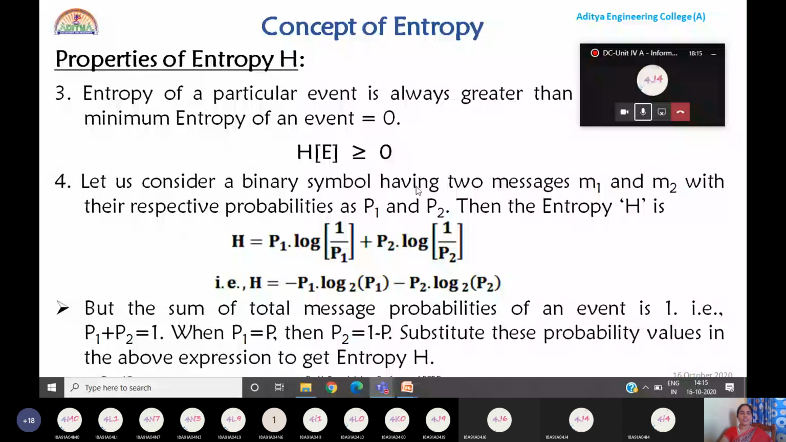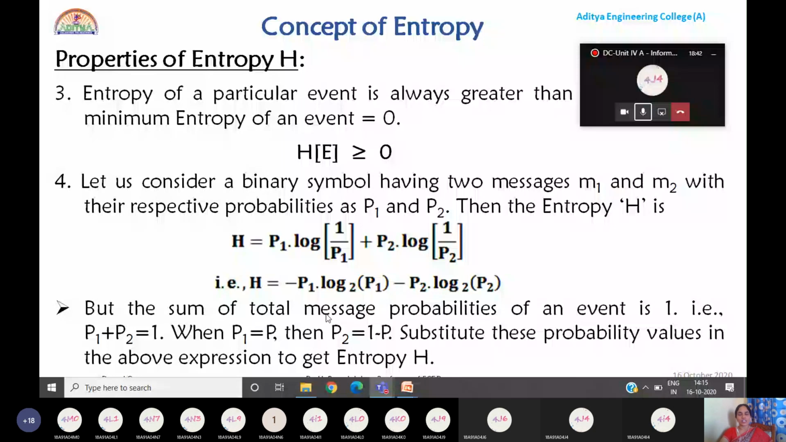So already we told this fourth property. Here what we did, we considered two messages M1 and M2 and the respective probabilities be P1 and P2. Then our entropy will be P1 log 1 by P1 plus P2 log 1 by P2. So log 1 by P1 is minus log P1. So that's why minus P1 log P1 base 2 minus P2 log P2 base 2.